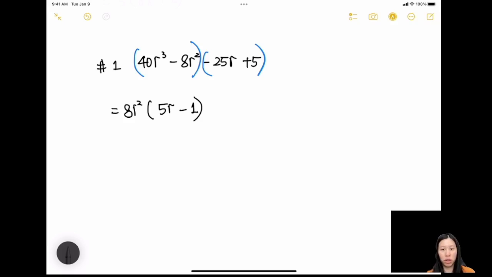Okay, so for the second one, we have what? Negative 25r and positive 5. We know that, hey, we have a common 5. We factor the 5 out. Do they have any other commons? No. For the r, one has r, the other doesn't have r. So what's left is negative r. Don't forget the negative sign. That's really important. Negative r plus 1, because 5 divided by 5 is 1.